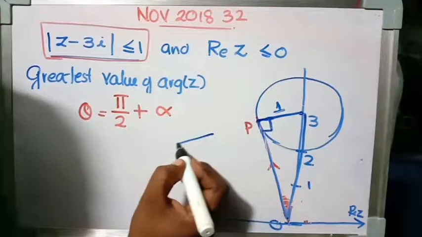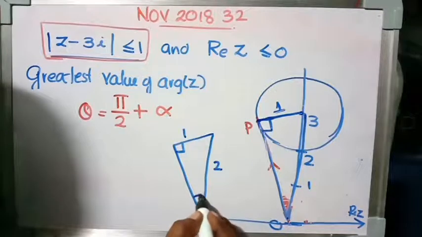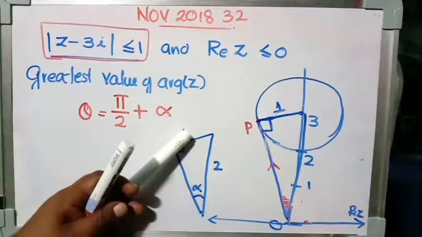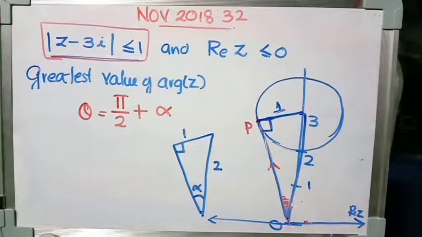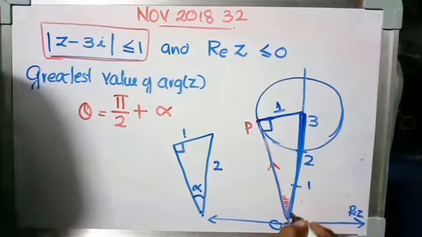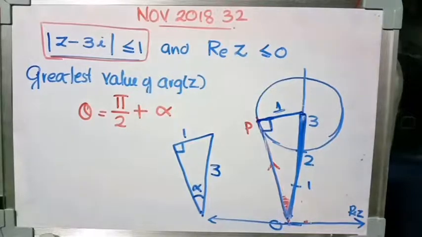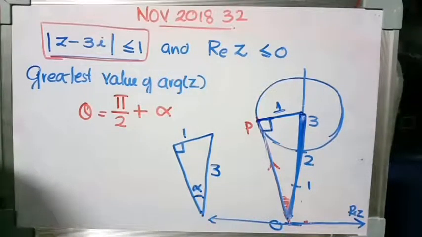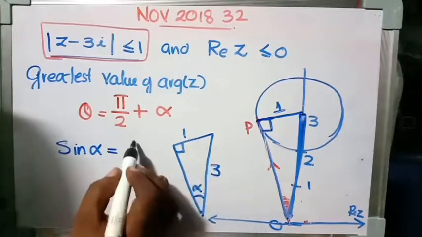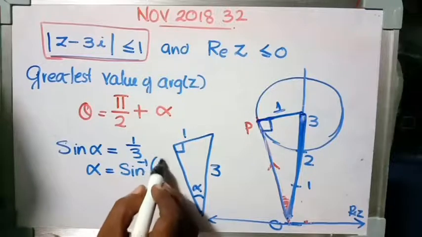Let's make that triangle once again. This is the angle we required. And when we take this angle, 1 is the opposite side and 2 is the hypotenuse. Sorry, it's not 2, it is 3. This length is the vertical length, which is 3. So we can use sine. Yes, we can say sine alpha is equal to 1 by 3, opposite side by hypotenuse, or alpha is sine inverse 1 by 3.